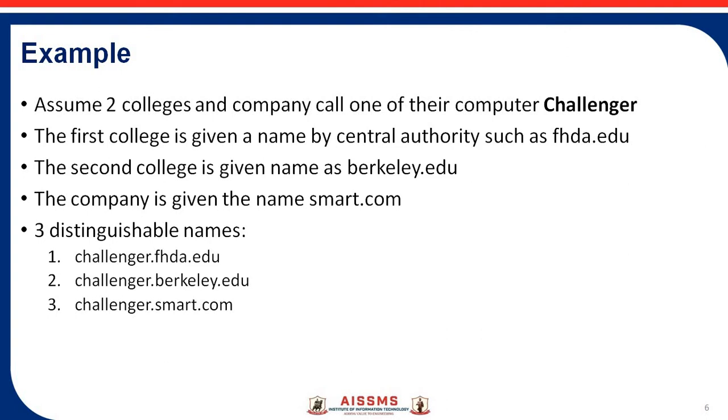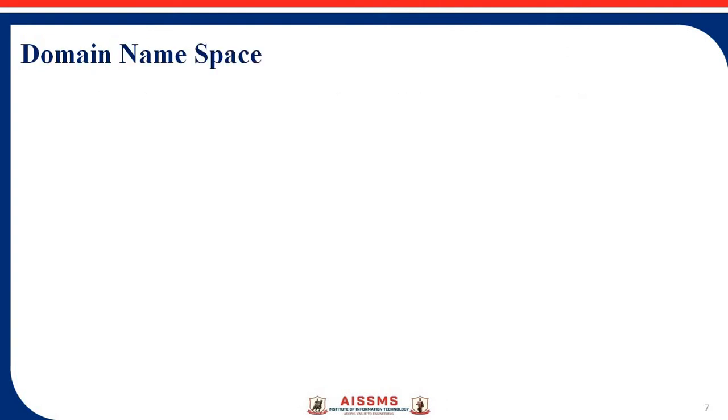challenger.fhda.edu, challenger.berkeley.edu, and challenger.smart.com. The names are unique without the need for assignment by a central authority. The central authority controls only part of the name, not the whole.